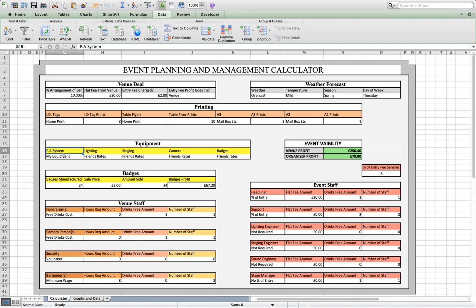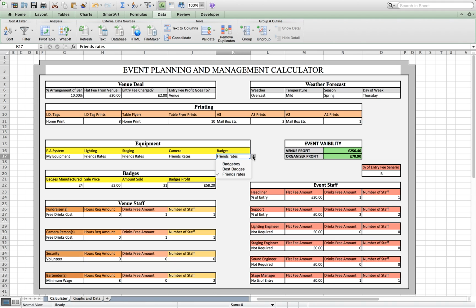You can do the same with equipment. You can choose where you get it from. Those boxes are all individual and all different depending on what the product is, so the lists will be different. So for instance, I got my badges from Friends Rates, which is 20 pence per badge. And I've got 24 of them, which I'm going to sell for £3 a badge. And the amount that I'm going to sell is 21, for example, giving me a profit of £58.